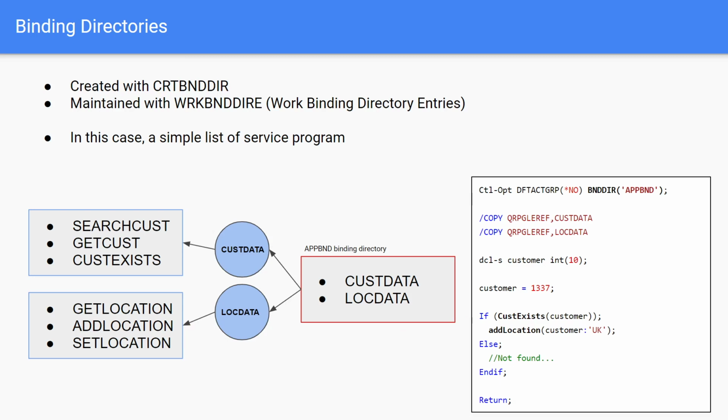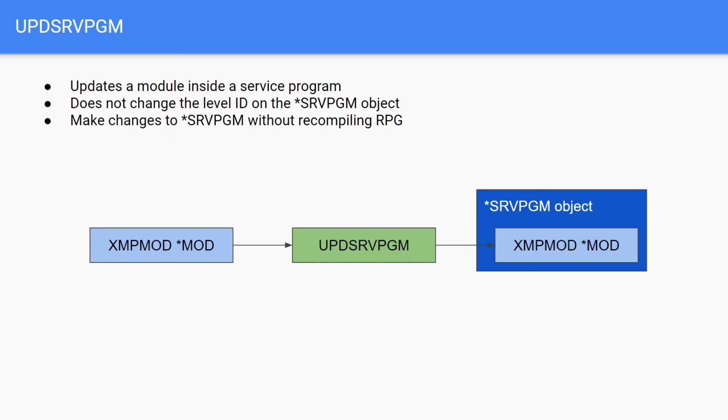Okay, so binding directories are really just a list of service programs so we can use the exported functions from them. And then we're actually going to write an example of that right now.